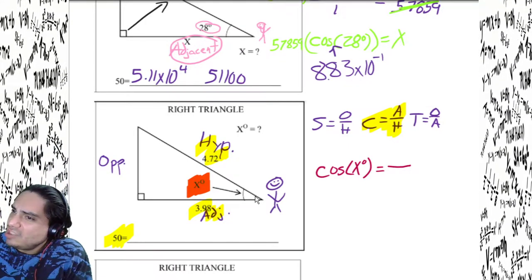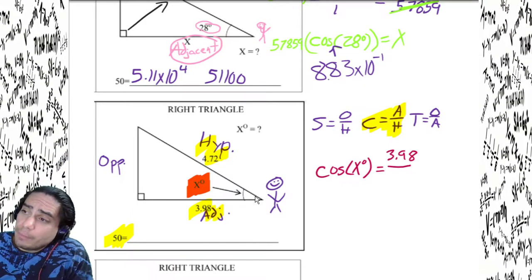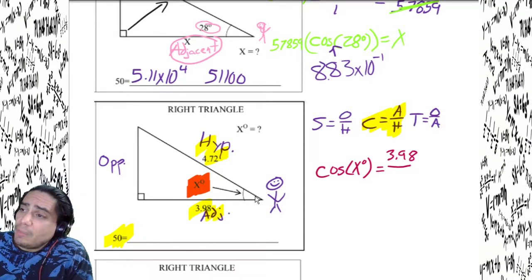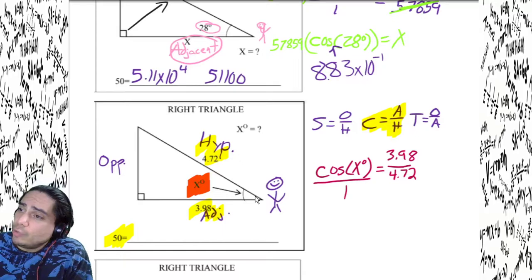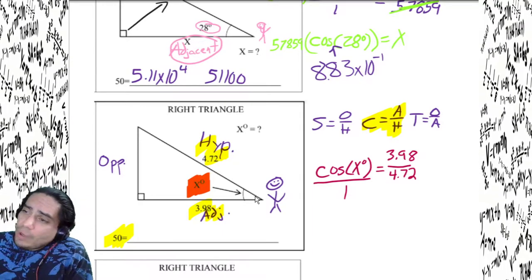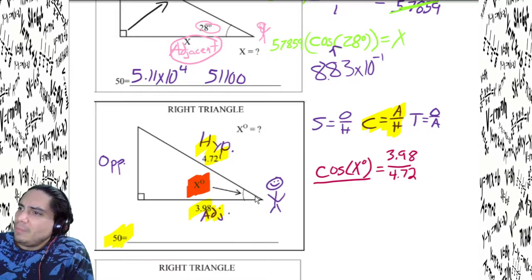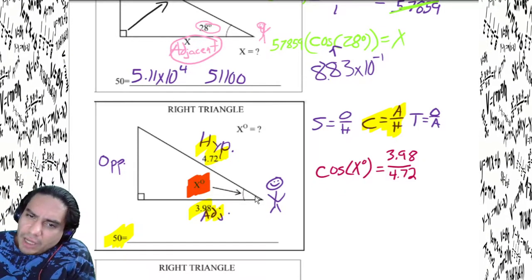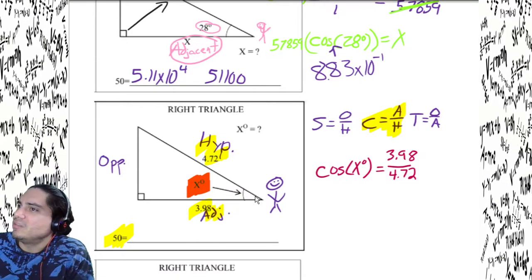Now we're gonna have to set this up. My adjacent is gonna be 3.98, and we're gonna put it as the numerator. The denominator of this is gonna be 4.72. And remember, this is always over 1. But we want to isolate the x in this problem, so we don't need that 1. We don't have to multiply both sides by 1. We could just eliminate it in this case.